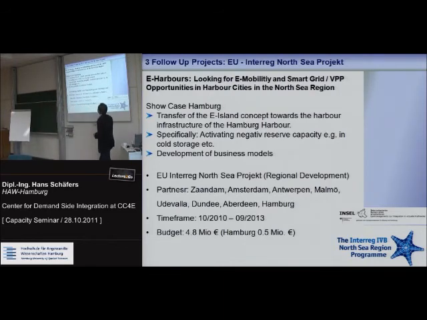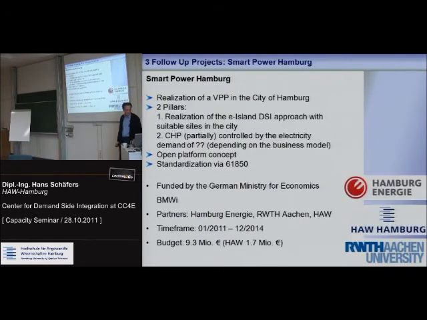Okay, e-harbors, just looking at the harbor there and finding demand-side integration potential in the harbor. And then we have, this is probably the biggest project and quite interesting as well.